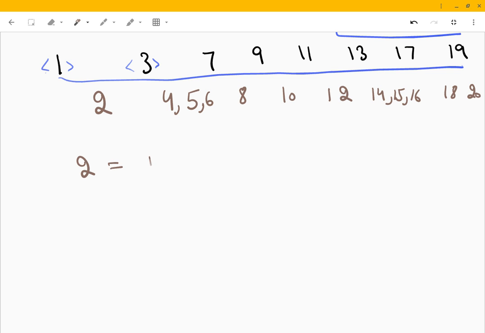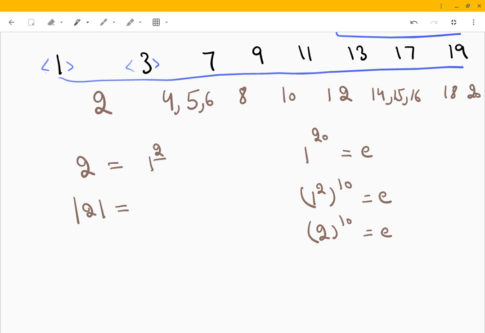What is 2? 2 is 1 square. Right? What's the order of 1? 1 to the power 20 is e. And 1 square is 2. So what I'll do is I'll write it like this, which implies 2 raised to the 10 is e, which means that the order of 2 is 10, which means the subgroup generated by 2 will have an order equal to 10.